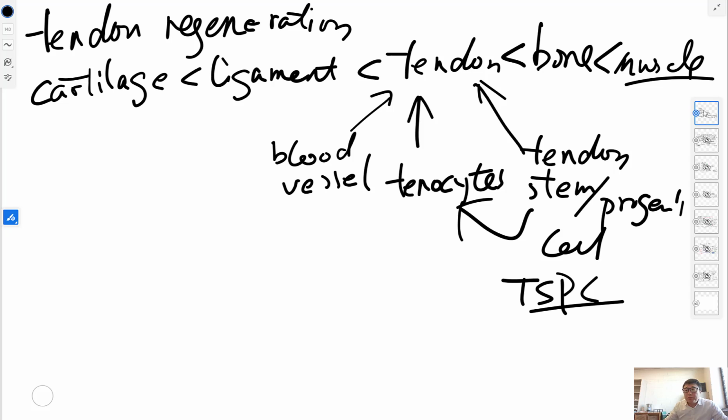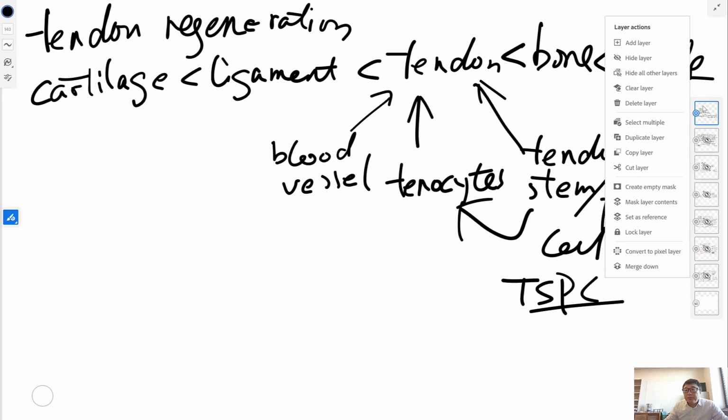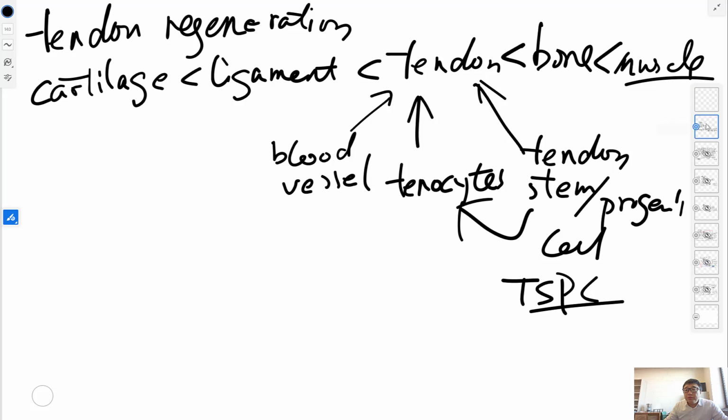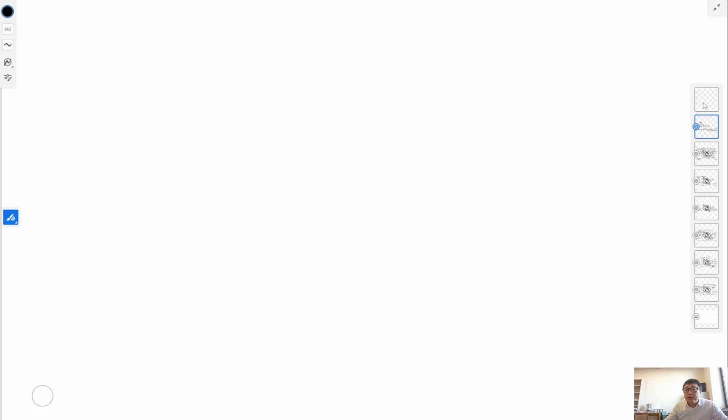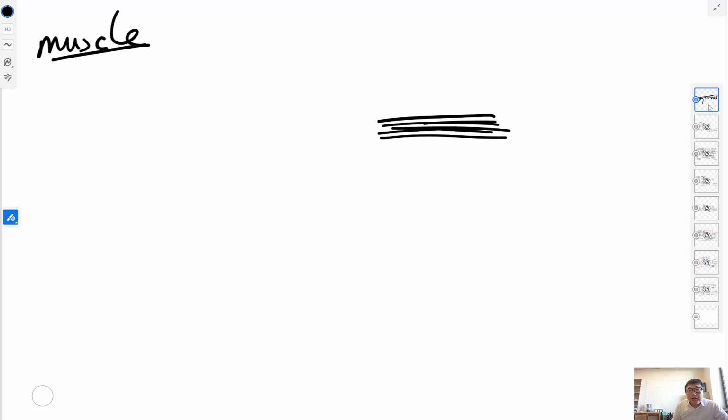And lastly, let's talk about the muscle. The next three topics will mainly focus on the muscle, and today we just briefly talk about the muscle structure.